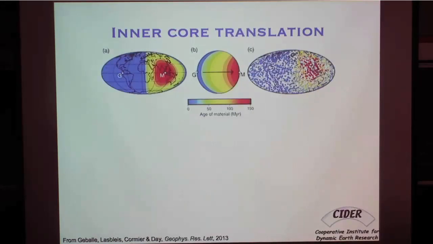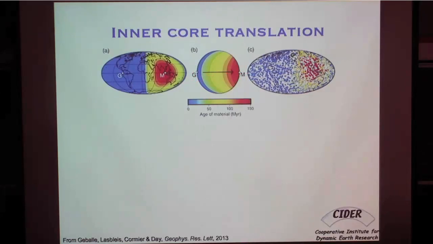So this is a figure that they made to show how material gets translated. So it grows at point G. Do you guys know how long it took me to realize why their points are labeled M and G on the original paper? It's because G is the growing point and M is the melting point. It grows at point G, and then stuff slowly moves across as the inner core translates. It's growing on this side. It's melting at point M. So you have an age progression of material.